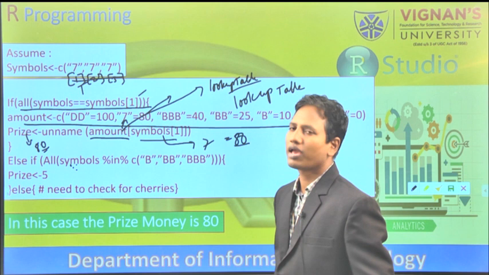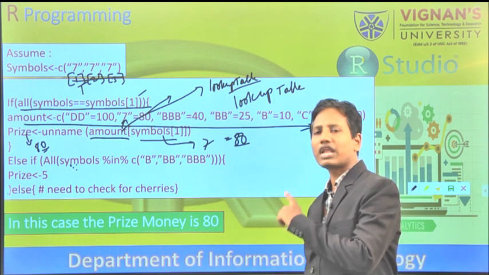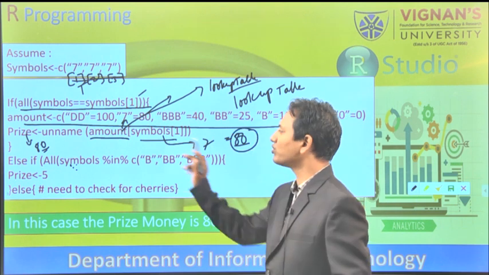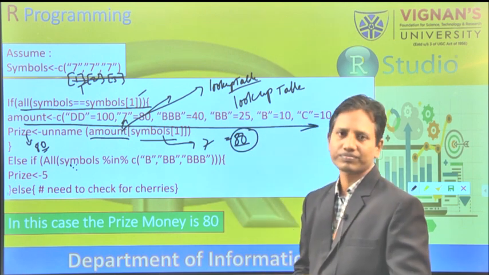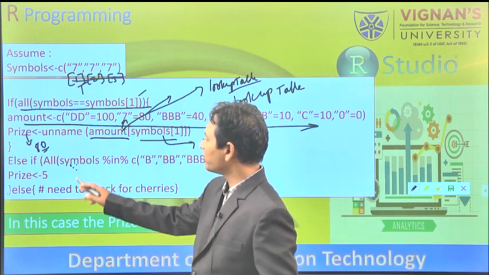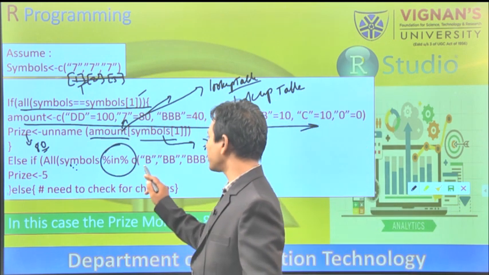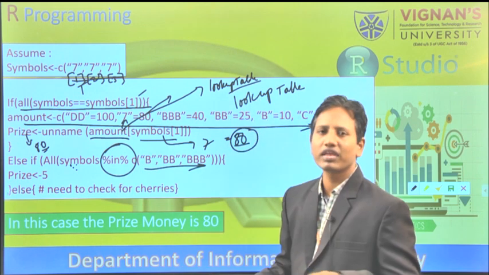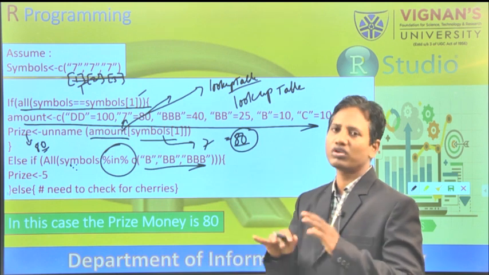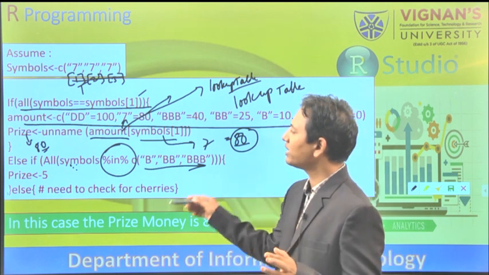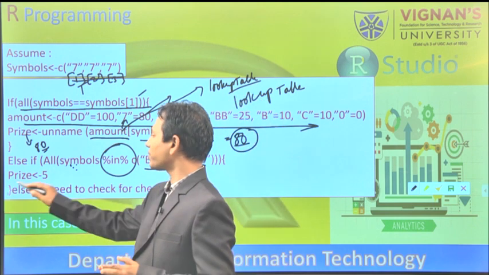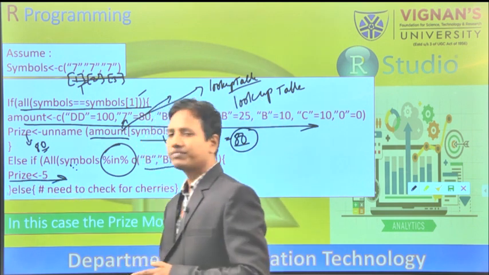Lookup table amount is, and under that one I have checked, so I got the value and that value is going to be stored into the variable price. And in the second condition, again I used this in operator to check whether all bars are available in symbol or not. If available, it's going to return all true. Then finally, the all is going to give the true. If all is true, then the prize money is going to be 5.